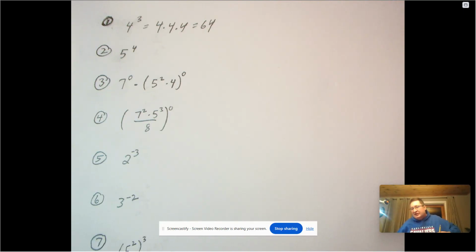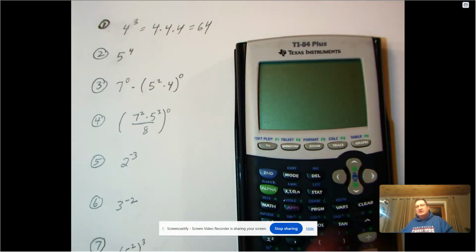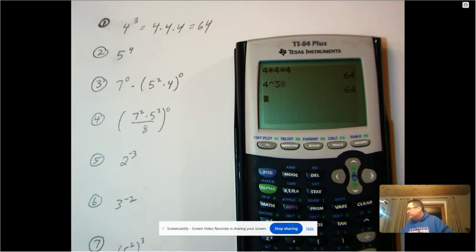Remember what that means is that it's 4 times itself 3 times. And so that's 4 times 4 times 4, which is 64. Depending on the calculator you have, you might be able to just hit 4 times 4 times 4. You also could hit 4 to the third power. So number 2 is up to you to do.